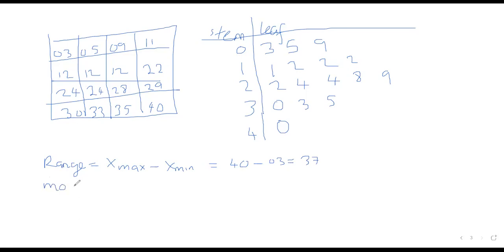Mode is the number that appears the most. Which number appears the most here? Is it 2 or 12? What number is this which is appearing the most? 12, yes. So mode is the most frequent.